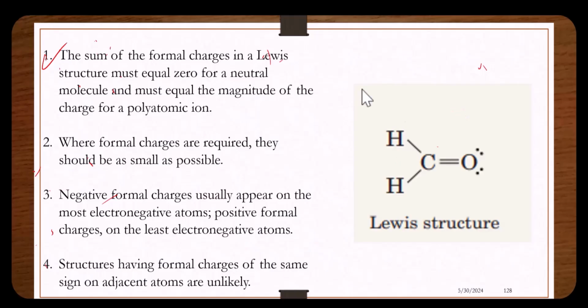The next 3 rules really don't apply. Where formal charges are required, they should be as small as possible, and they didn't have formal charges. The third rule says that negative formal charges usually appear on the most electronegative atom, and positive formal charges usually appear on the least electronegative atom, so this doesn't apply. And the last one says structures having formal charges of the same sign on adjacent atoms are unlikely. Doesn't apply. So the rules that do apply check out.